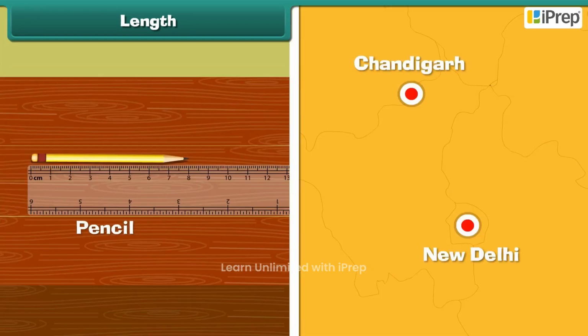For example, the length of a pencil is measured in centimeters, while the distance between two places is measured in kilometers.